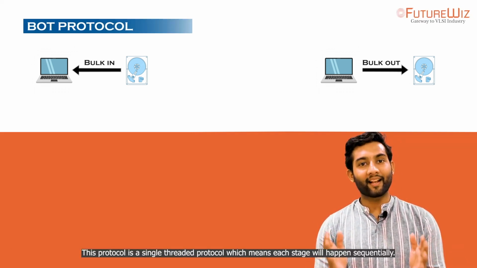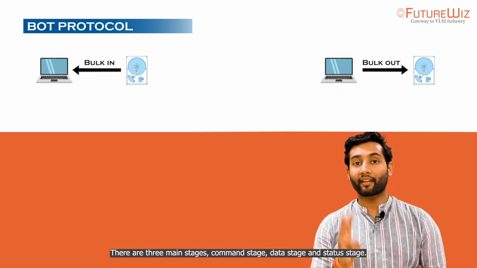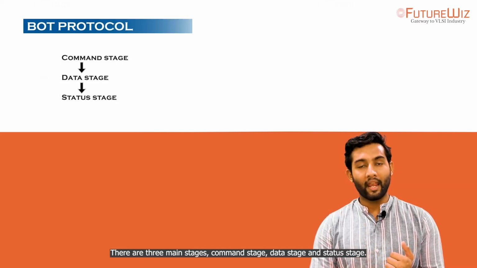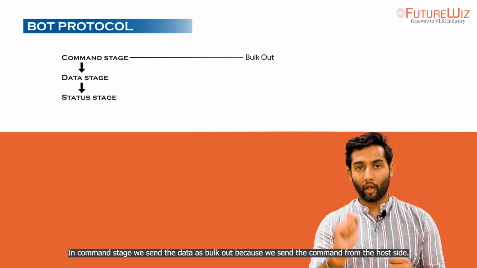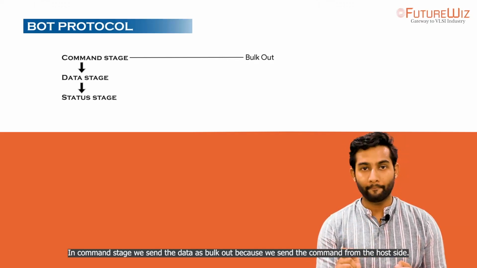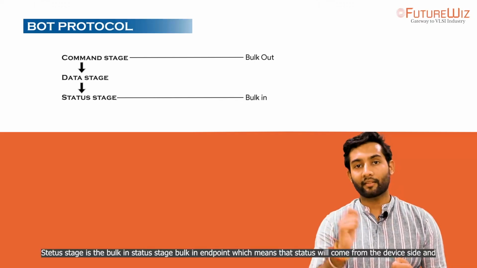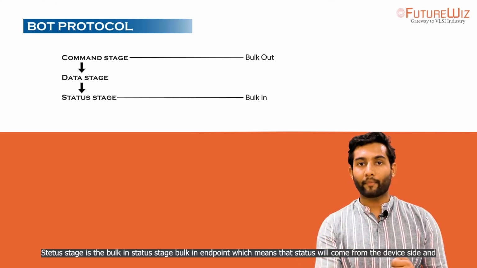This protocol is a single threaded protocol, which means each stage will happen sequentially. There are three main stages: command stage, data stage, and status stage. In the command stage, we send the data as bulk out because we send the command from the host side. Then we have the status stage. Status stage is the bulk in stage, which means the status will come from the device side.